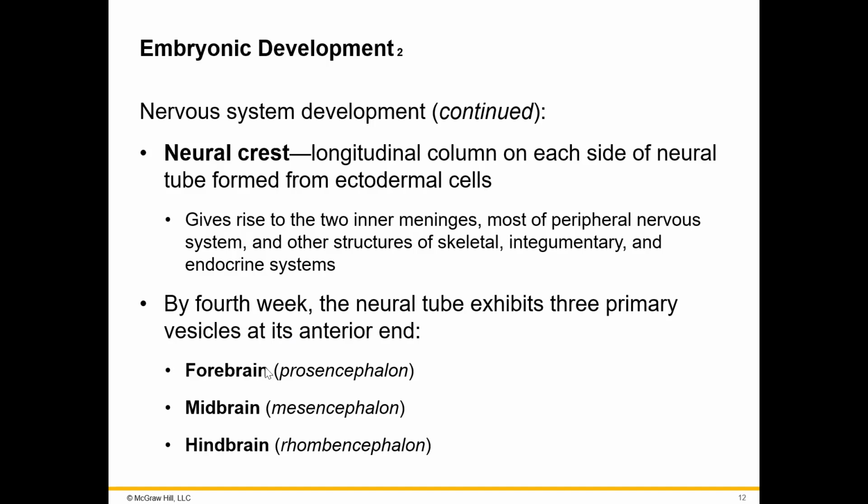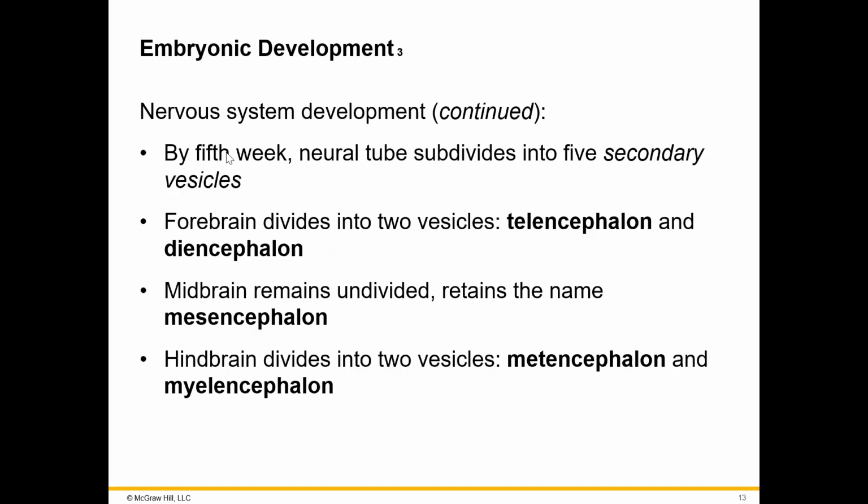You have the forebrain, known as the prosencephalon. And you have the midbrain, known as the mesencephalon. And you have the hindbrain, known as the rhombencephalon. So the nervous system development continues.